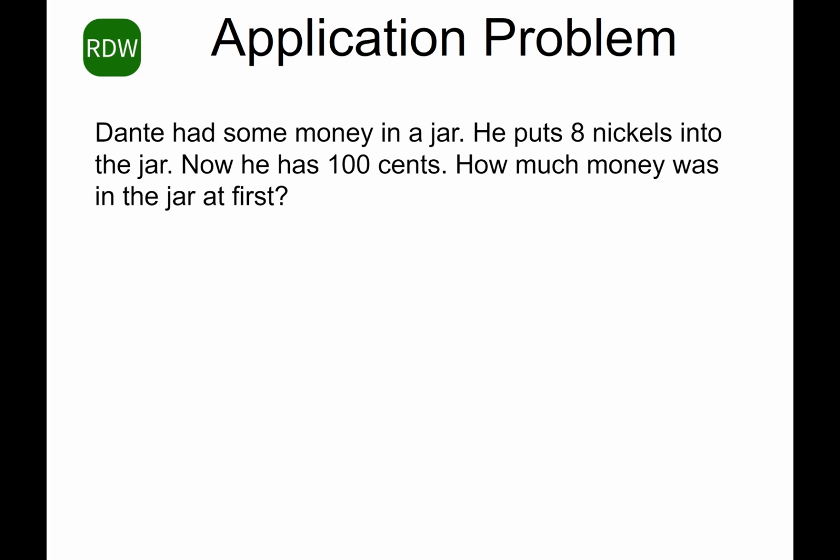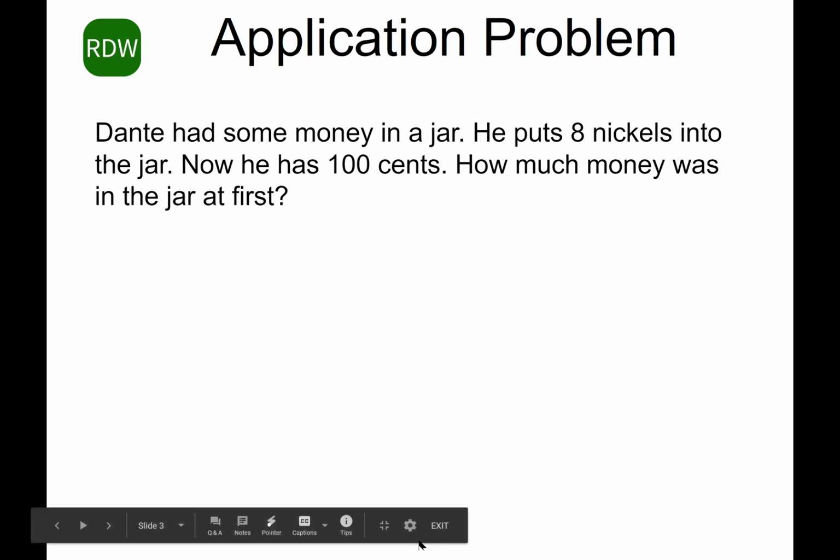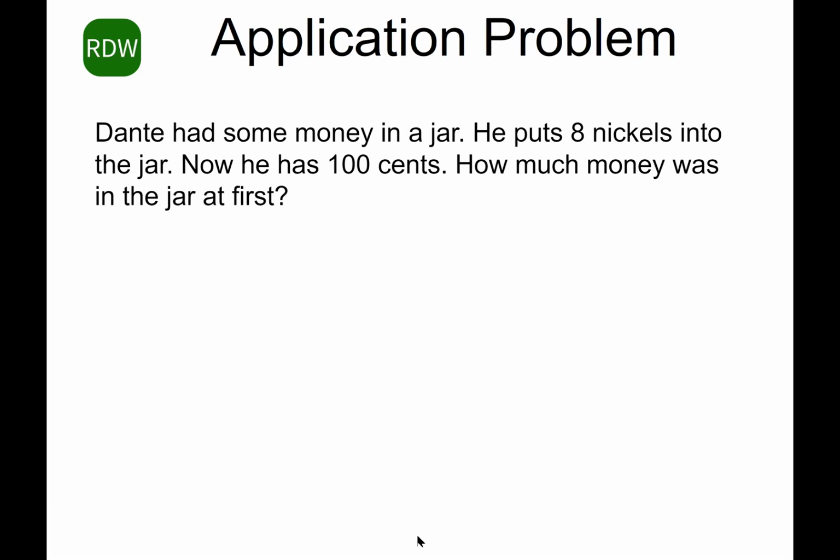And now he has 100 cents. So try to find the difference. Try to find how much he had before he added his 8 nickels or his 40 cents. How much money was in the jar at first? You might want to pause your video here and take a few minutes to try to find that difference. Try to find how much money was in the jar in the beginning before he added 8 nickels. So press pause. When you're ready to come back, press play.